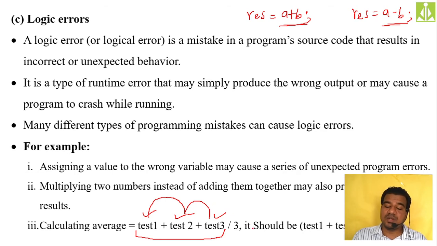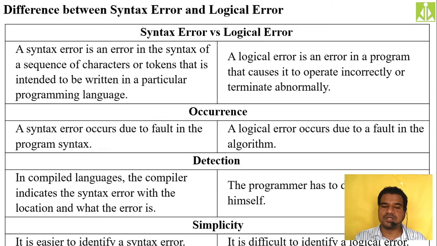But to avoid that, what should we do? We should put these 3 between the parentheses so that they will get the priority, and this addition will be performed first and then the division will be performed. So like this, hopefully you understood. So this is syntactical and logical errors.